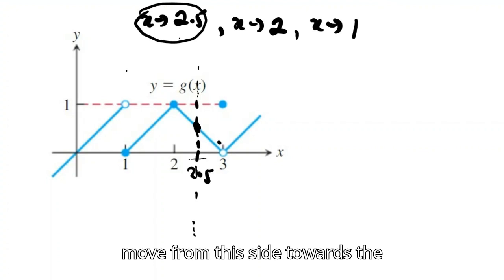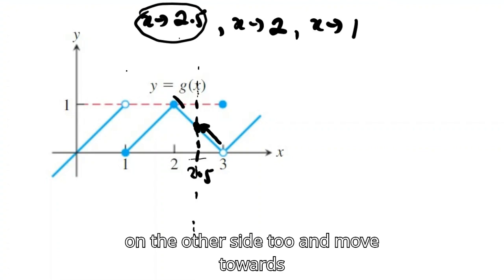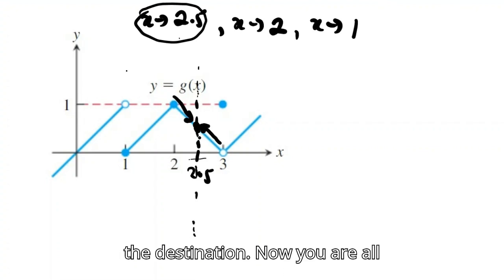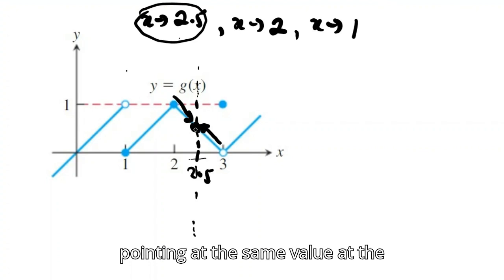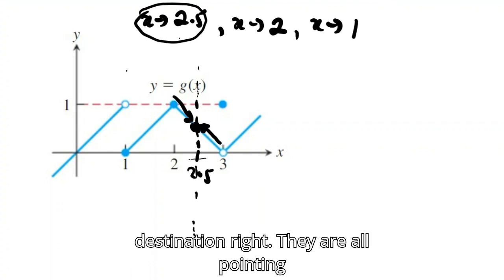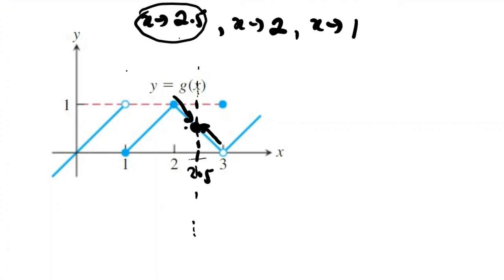And move from this side towards the destination, that's the intersection, and be on the other side too and move towards the destination. When they are all coming to the destination, they are all pointing at the same value, right? So what we have to do is read that value on the y-axis.